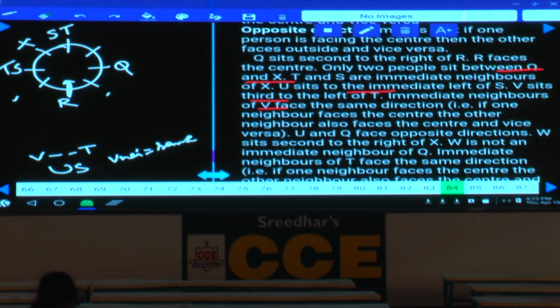Immediate neighbors of V face the same direction. U and Q face opposite directions. Now U and Q are facing opposite directions.